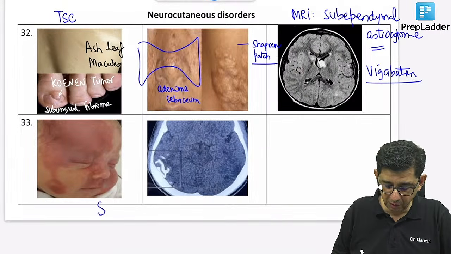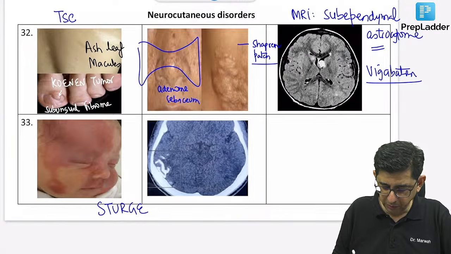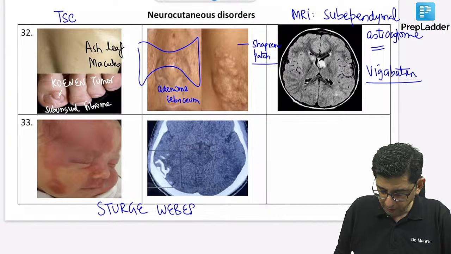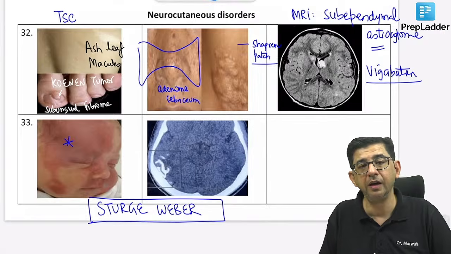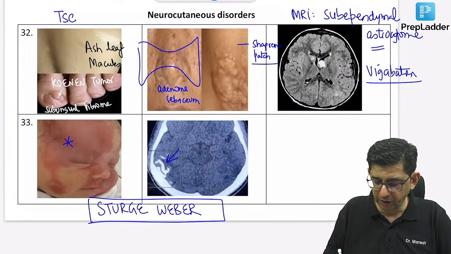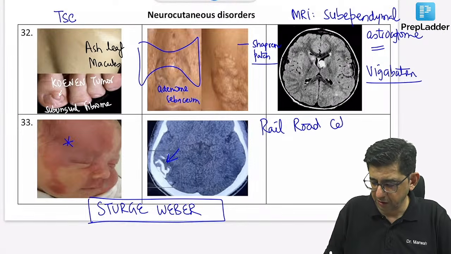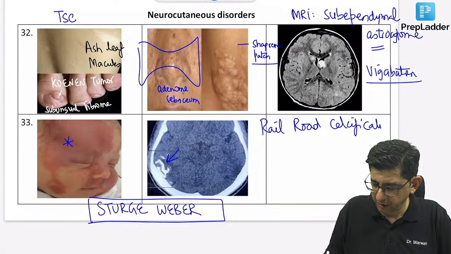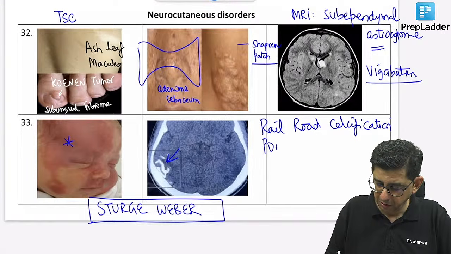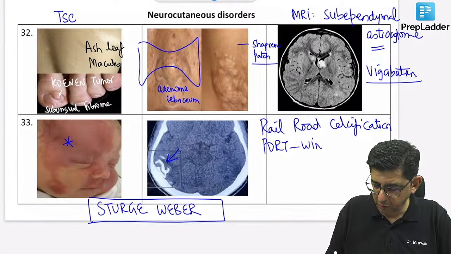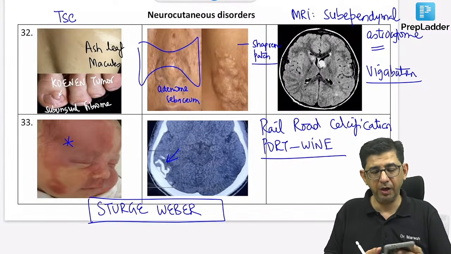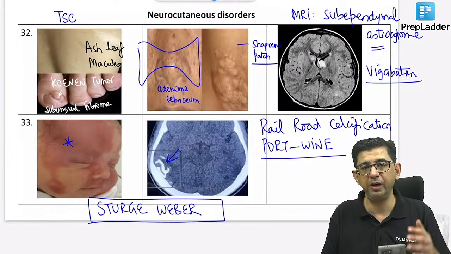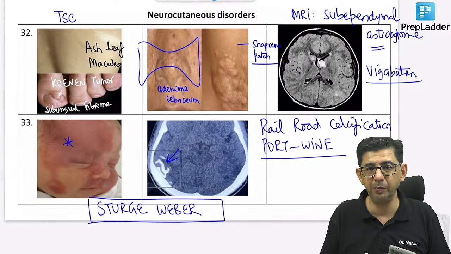In the second question, the manifestations are those of Sturge-Weber syndrome. In Sturge-Weber syndrome, one, you can notice a port wine stain, and second, you can check out the railroad calcification. So considering the railroad calcification on a CT head along with this port wine stain, the answer would be Sturge-Weber syndrome. This is an ipsilateral cavernous angioma that is occurring in this patient, and this ipsilateral cavernous angioma is the reason why the manifestations of seizures could again be developing in this patient.